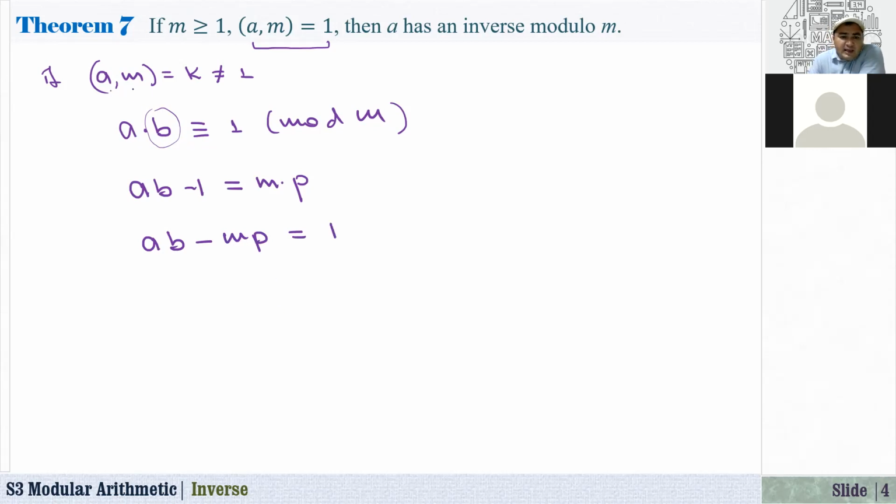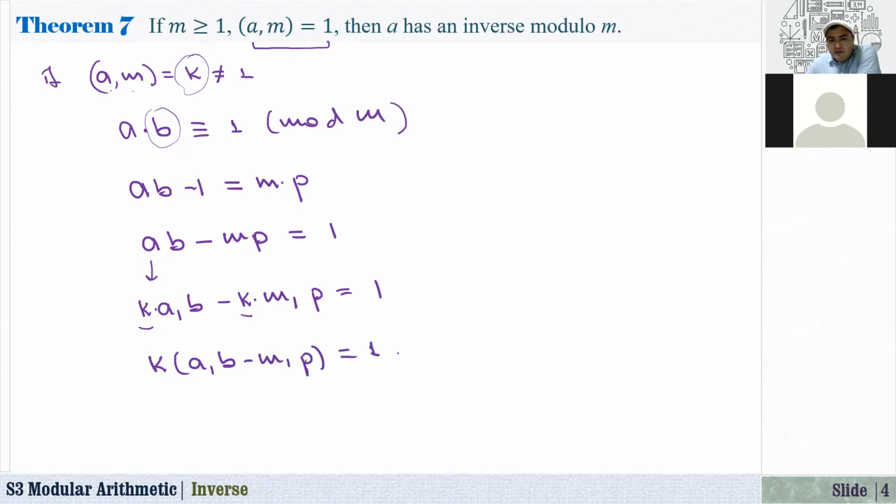And since A and M have a common factor of K, I can write A as K times some number, let's say A1, and I can write M as K times some number, let's say M1. And here we have B and P. On the right-hand side, we have 1. If we take K out, we have K times (A1 B minus M1 P) on the left-hand side, and 1 on the right-hand side.